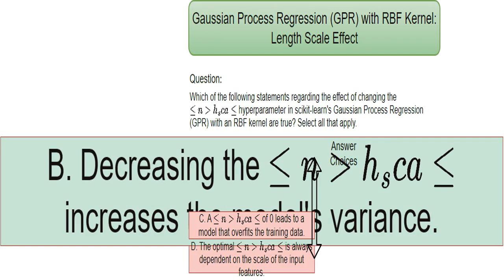This is also correct. A smaller length scale makes the model highly sensitive to each data point. Even small changes in the data will drastically alter the prediction, leading to a higher variance. It's like trying to fit a complex curve through many points. The result will be highly variable and sensitive to small shifts in data.